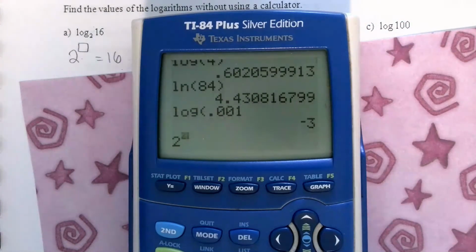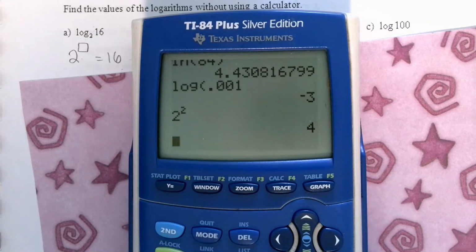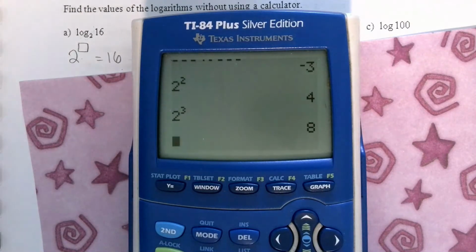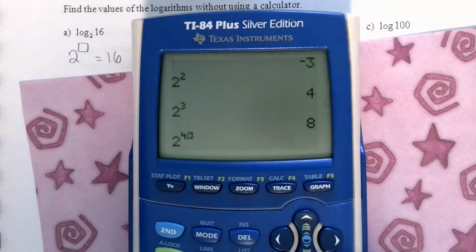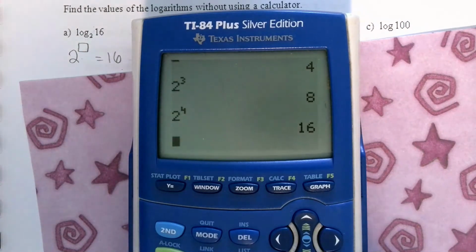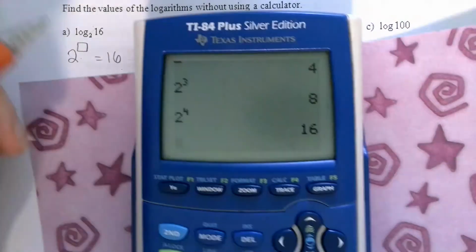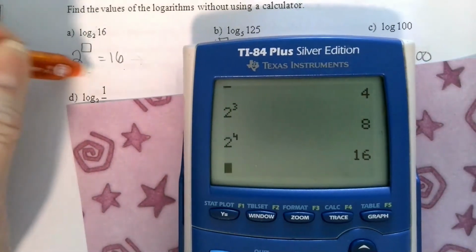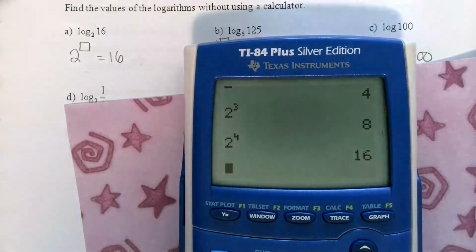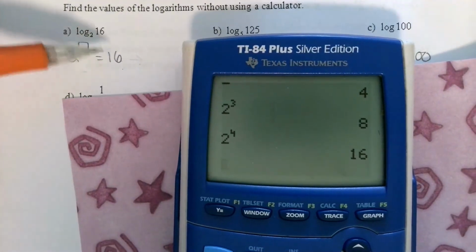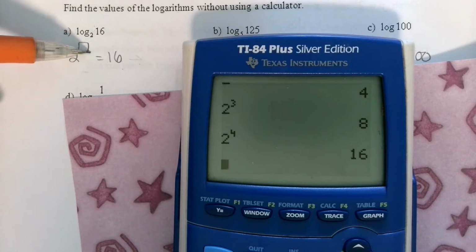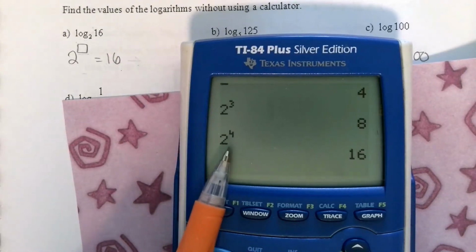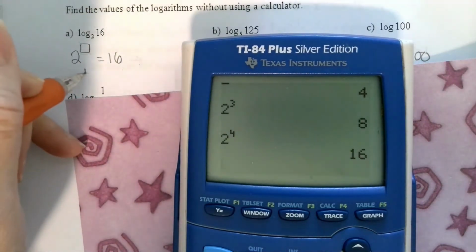If I do 2 squared, I get 4. If I do 2 cubed, I get 8. If I do 2 to the 4th power, I get 16. So that tells me my answer here is 4. I already have it written out there. Okay. So the power that I had to raise 2 to get that 16 is 4.